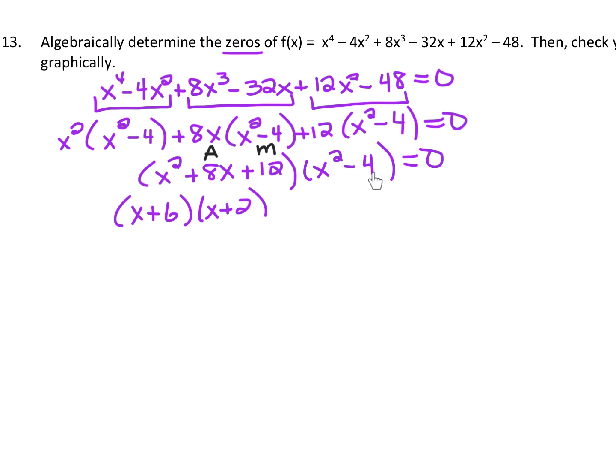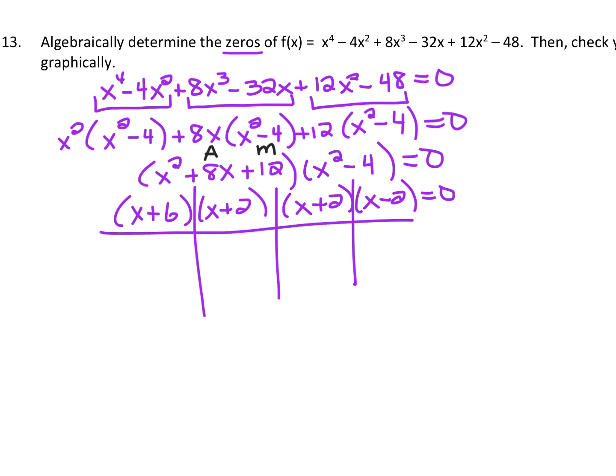Okay, and if we look at the next parenthesis here, this is just dots, right? We've seen this a bunch of times already. So that would just factor to x plus 2 times x minus 2. And let's just make our t-chart and solve.